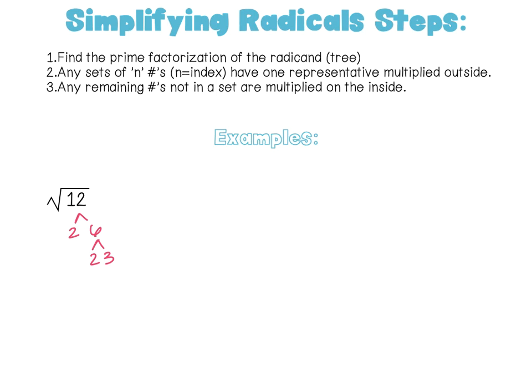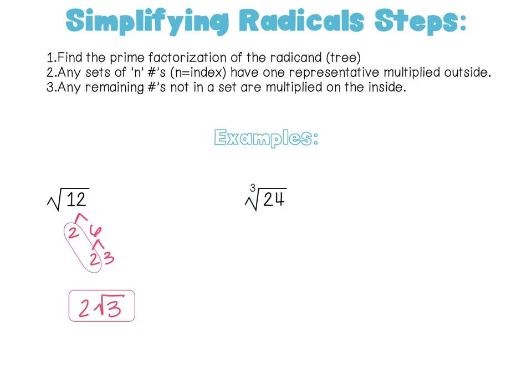Now, my index is an imaginary 2. Remember, if there's no number written, we assume it's a 2. That means I need 2 of the same number. Well, I've got 2 2s right here. That means I can have that written on the outside and whatever's left over on the inside, which I had a 3 left over, so that went on the inside. Let's look at another example.